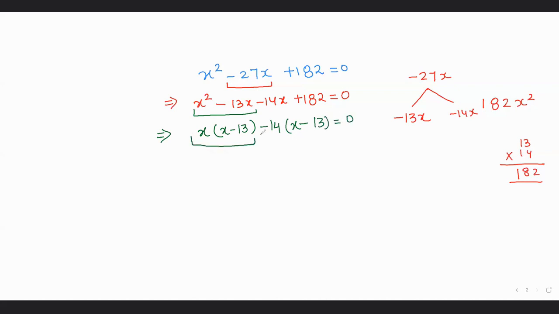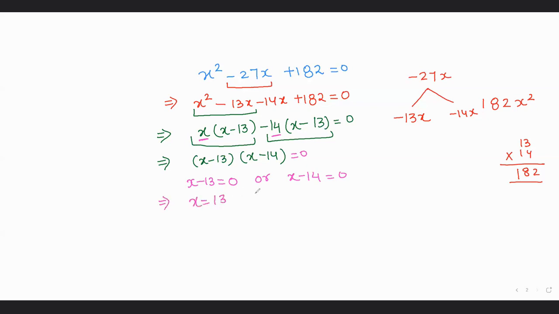Now we'll take the common again, and you can see if we take the common x minus 13, the remaining one is x minus 14. This is x and this is negative 14. So this is the factorization of this equation. And now we can consider that either x minus 13 is 0 or x minus 14 is 0.